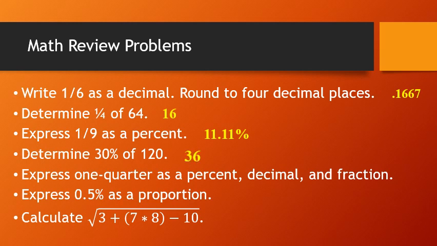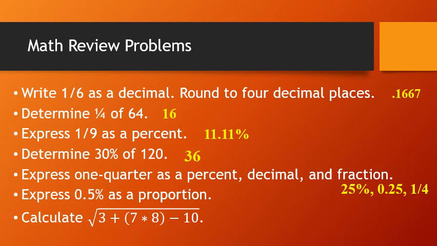For the next one, determine 30% of 120. So 30% in your calculator, to go back to a decimal, you would do 30 divided by 100. That would give you 0.3, and then you would times it by 120 to get 36. The next one, express 1/4 as a percent, decimal, and fraction. Again, 25%, 0.25, and 1/4.